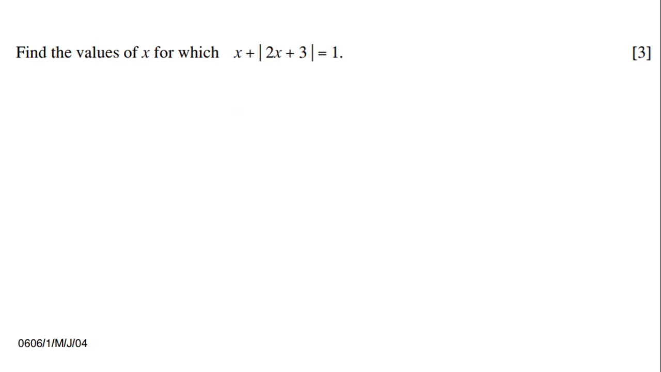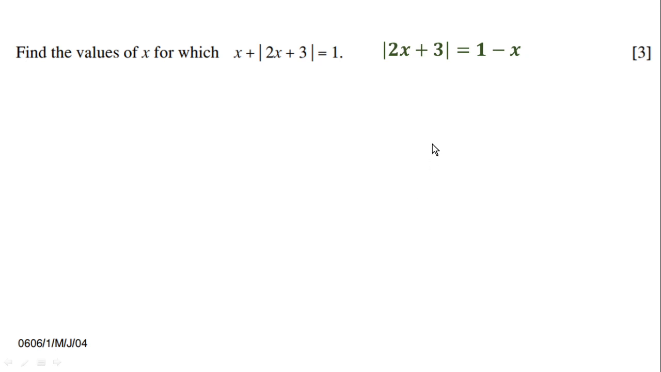Next, find the values of x for which x plus the absolute value of 2x plus 3 is equal to 1. You will notice that there is an x on the left side that is added to the modulus of 2x plus 3. This x needs to be moved first to the right side of the equation, and let's do what we have done in the previous example a while ago. So it will become the modulus of 2x plus 3, or the absolute value of 2x plus 3, is equal to 1 minus x.